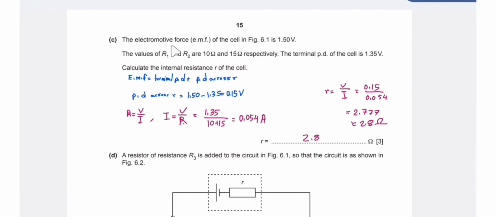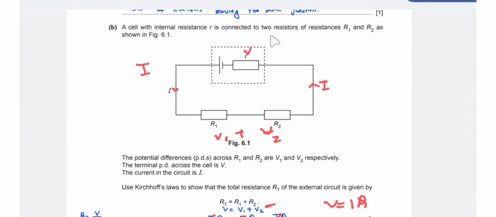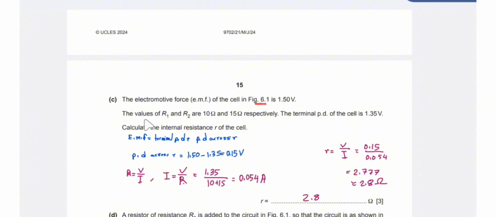For part C, the EMF of the cell in figure 6.1 is 1.5 volt. So we have been given the value of the EMF of the cell. The values of R1 and R2 are 10 ohm and 15 ohm respectively. The terminal potential difference of the cell is 1.35 volt.